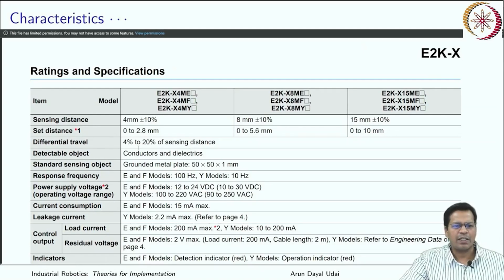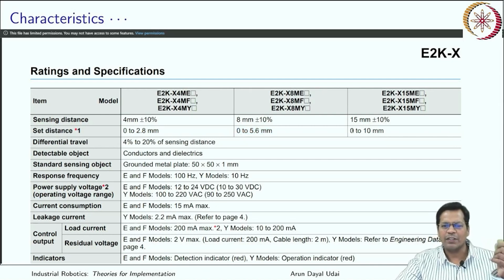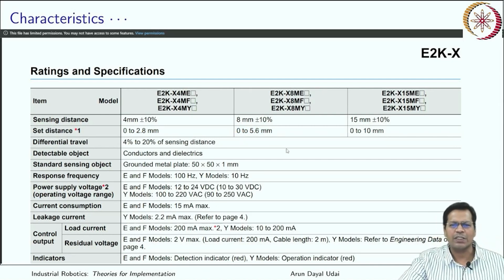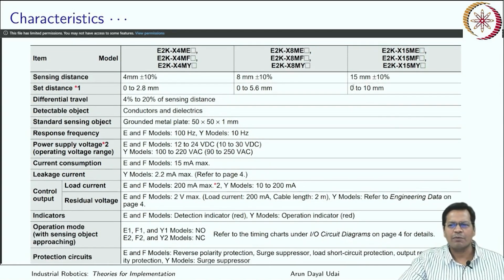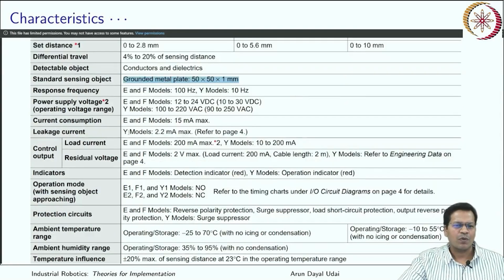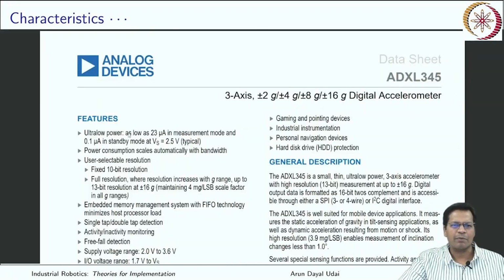Okay, so differential travel is there, sensing distance is there, set distance is this for this device, 0 to 5.6 mm. So there is no setting screw or anything, you have to change the device altogether. So maximum distance that it allows is something around 10 mm. It can detect conductors, that is metallic conductors, and it can also detect any sort of dielectric which changes the dielectric of the environment nearby. So this may be a non-metal also. Okay, so leakage voltage, there are many other parameters also.